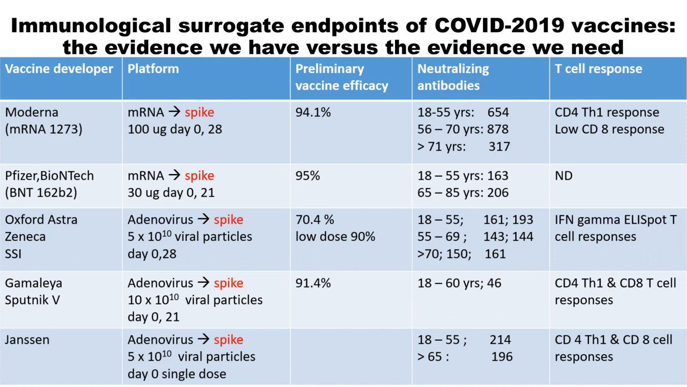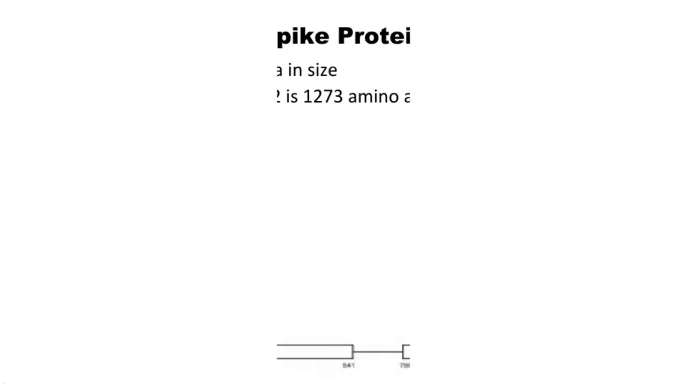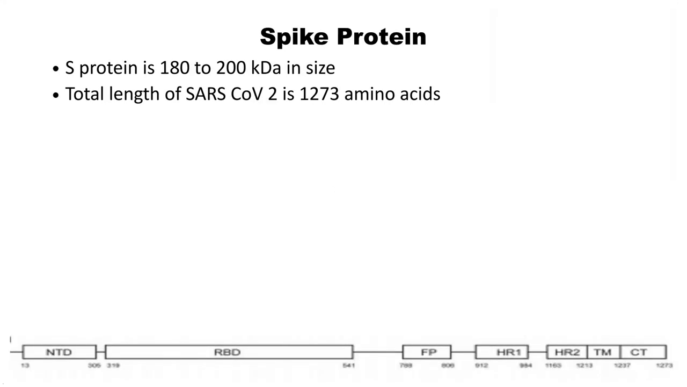So it emerged that antibodies to spike protein are the key to prevent infection. And you will notice that most of the successful vaccines have focused on spike protein to be the antigen for vaccination. The spike protein consists of 1,273 amino acids. It has two broad portions.